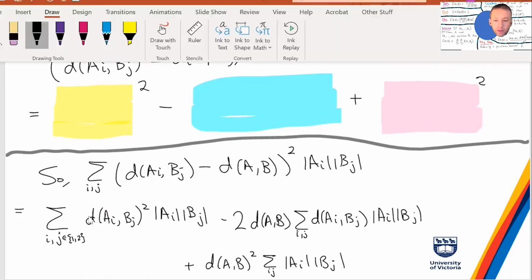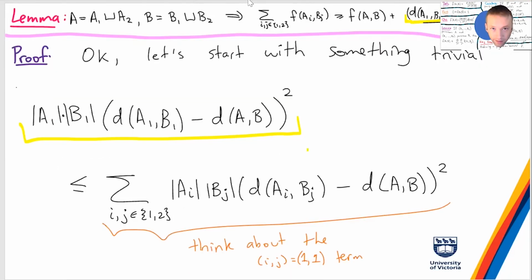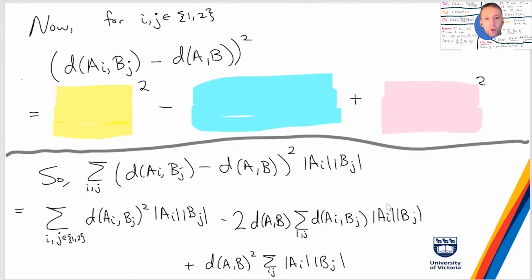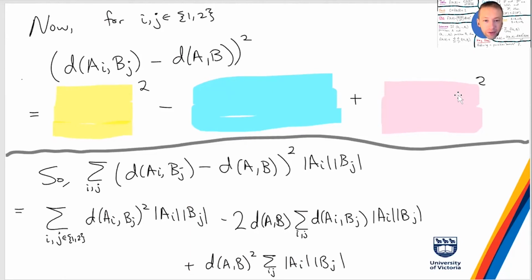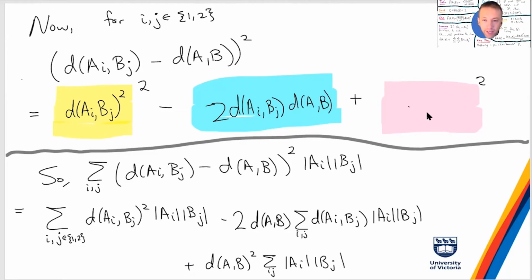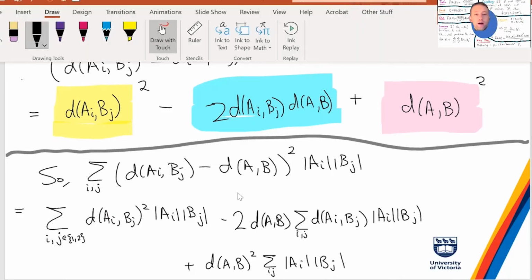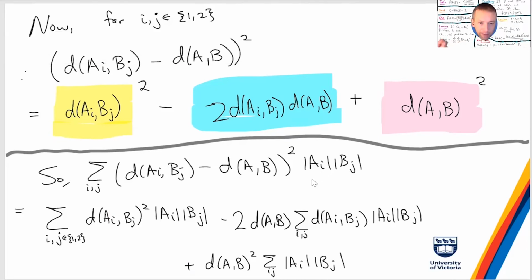Okay, so now I want to try to simplify things. I'm looking at this sum, and I look at this square, and let's play around with that square by expanding it. We know how to expand squares, right? You just take d(Ai, Bj) squared, minus 2 times d(Ai, Bj) times d(A,B), and then you have d(A,B) squared. Nothing complicated there.